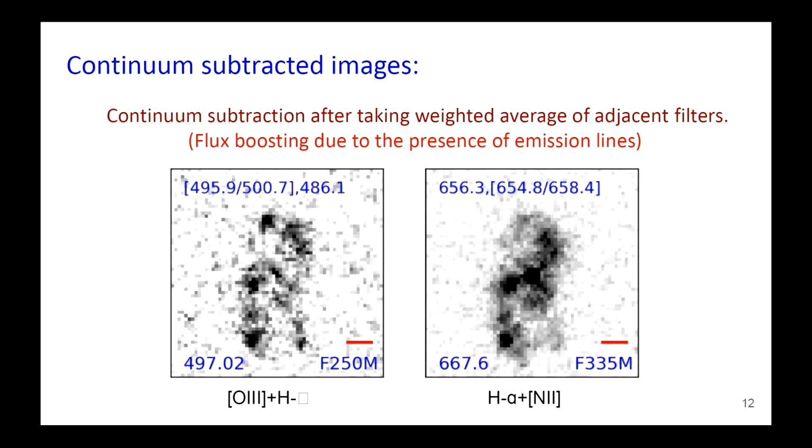So this is another proof of our redshift. This filter is able to see the H alpha plus N2 line emission complex at this redshift. So these are the continuum subtracted images. And here we can see that the line emission is coming from throughout the disk. And this is also consistent with our redshift.